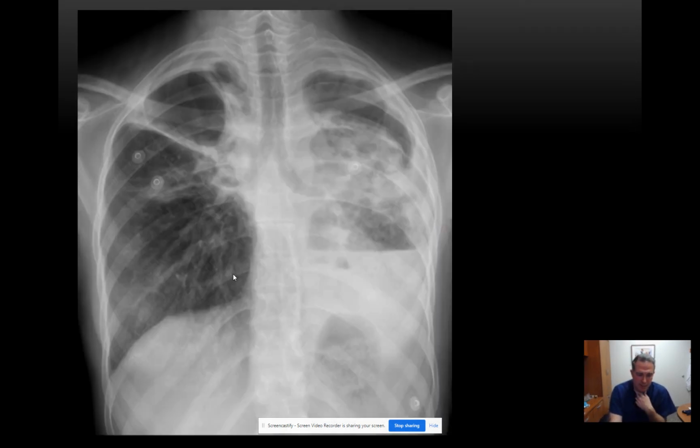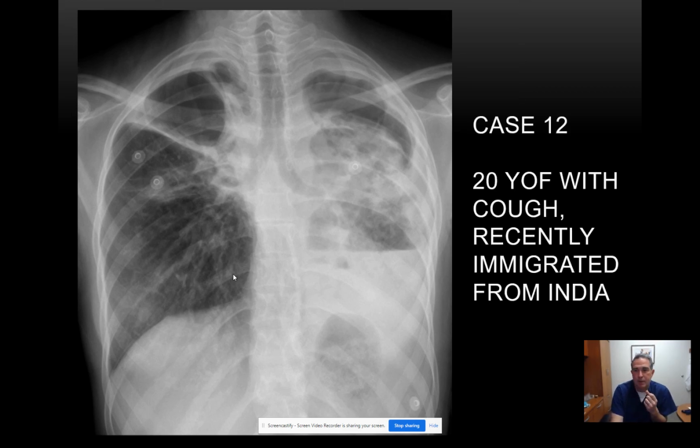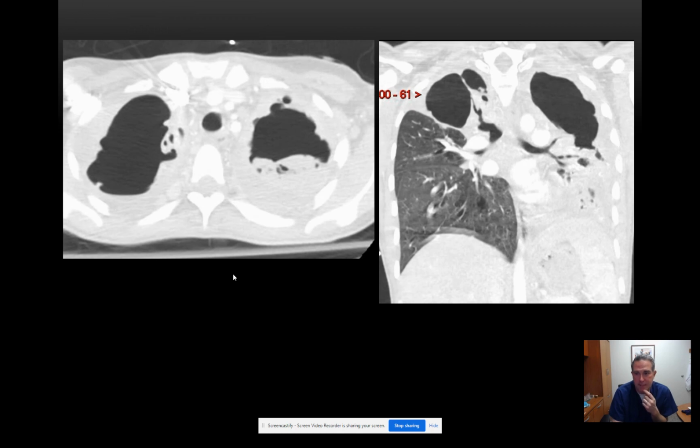This was a case, I think it's the last case. A 20-year-old with cough, recently emigrated from India, looks terrible, got the CT, has a bunch of bronchopleural fistulas, which we don't often see, but just terrible.